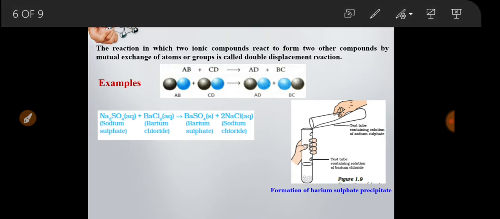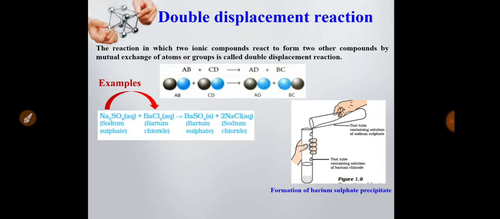So you can see the different displacements. From the arrow you can see that sodium is attached with chlorine by displacing sulfate. That is one displacement, and the other displacement is that barium displaces chlorine to attach with sulfate to form barium sulfate. So there are two displacements: sodium sulfate displacing sulfate with chlorine, and barium chloride displacing chlorine with sulfate. That's why it is called double displacement reaction.